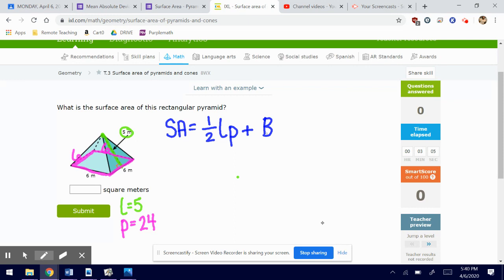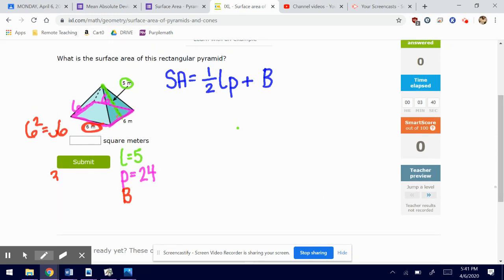Okay, so now here's the big one, the big capital B. That means the area of the base. Now this is a square, and we know that the area of a square is just one of its sides squared. So 6 squared is 36. So that means that the area of this base is 36, so my big B is going to be 36.